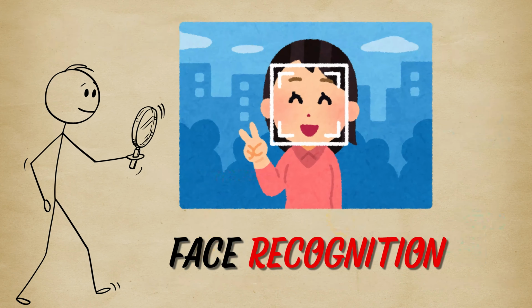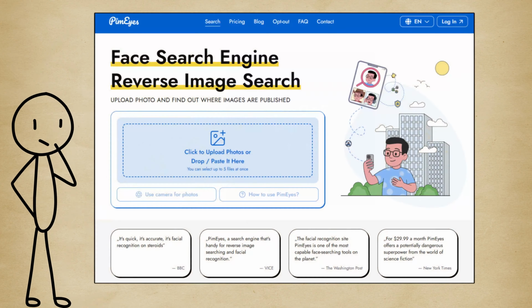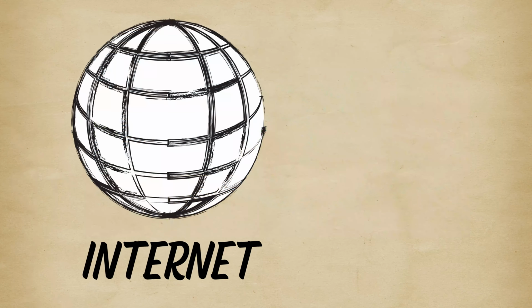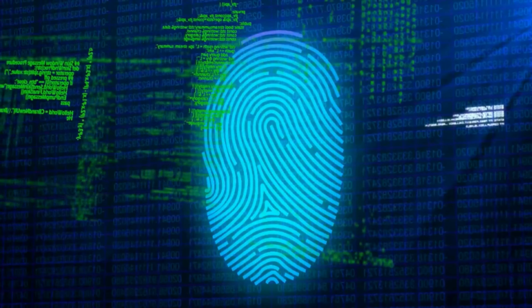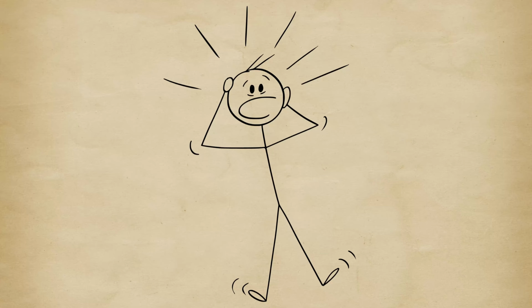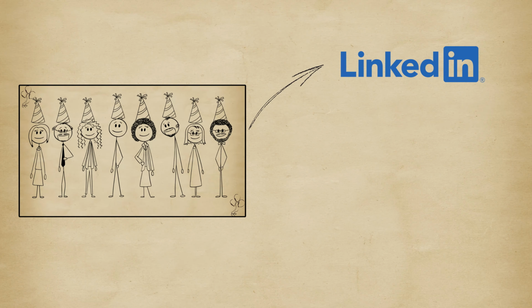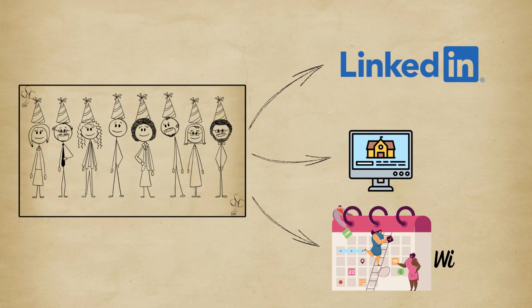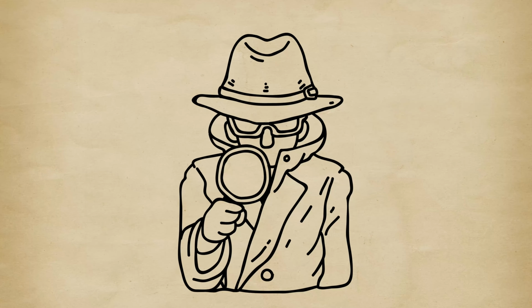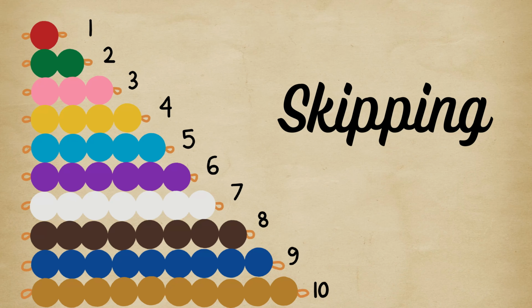Next, face recognition. Upload a photo into a reverse image search tool like PimEyes or even Yandex Images, and the internet becomes your detective. It scans millions of photos across websites to find matching faces. Why is this scary? Because even a casual group photo at a party could link you to your LinkedIn profile, an old school website, or an event page with your name. For OSINT investigators, this is like skipping 10 steps in finding someone's identity.